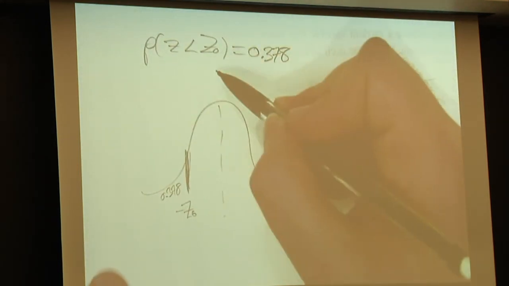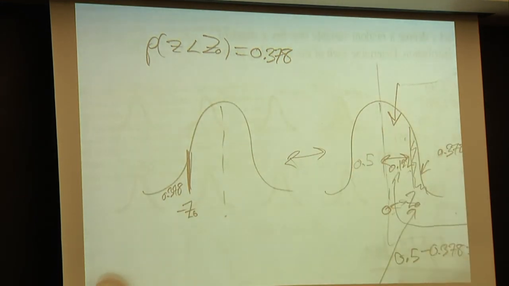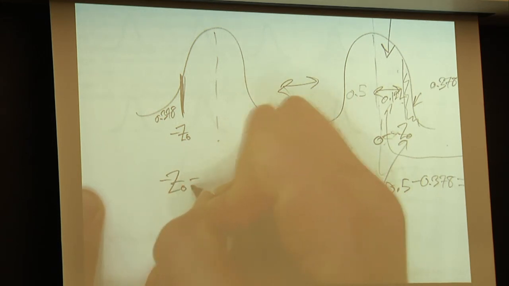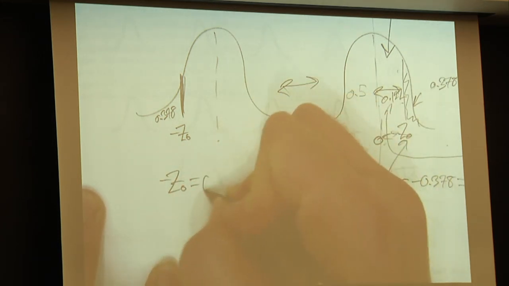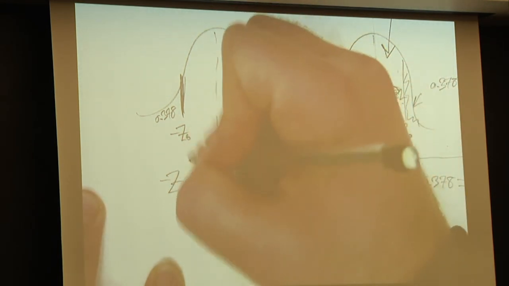But back to our original problem here. Our z naught, if we remember, is going to be negative because we have this area below me. So all I'm going to do is make that 0.31 negative. We're going to say negative z naught is equal to negative 0.31. And it goes right there.